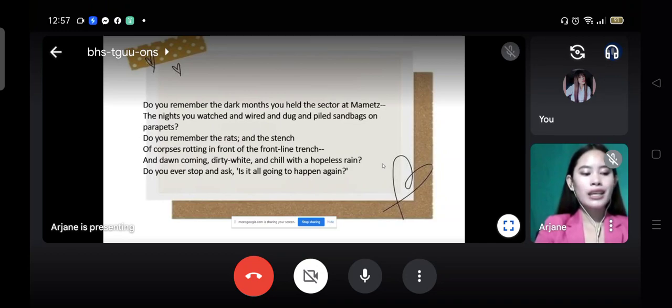Meaning, it directly gives actions to a non-human, while pathetic fallacy is just giving only feelings, like the hopeless rain, right? So do you think rain has feelings? Okay, that's the difference between the pathetic fallacy and the personification.